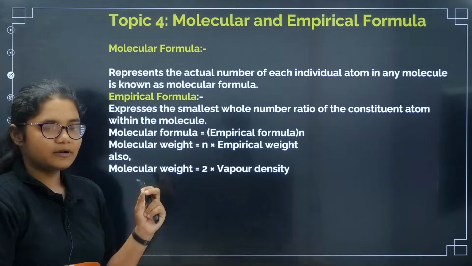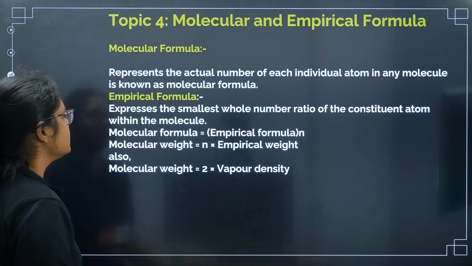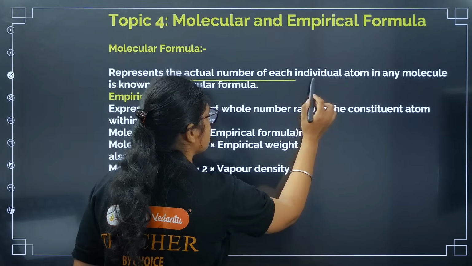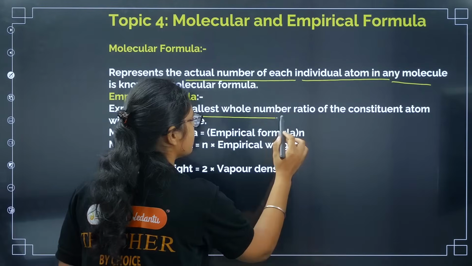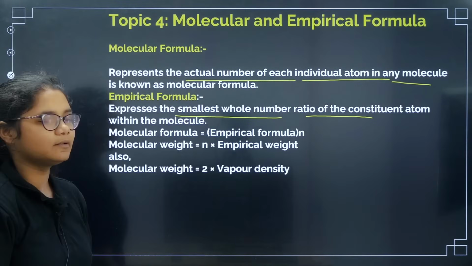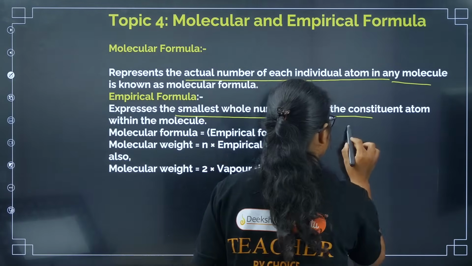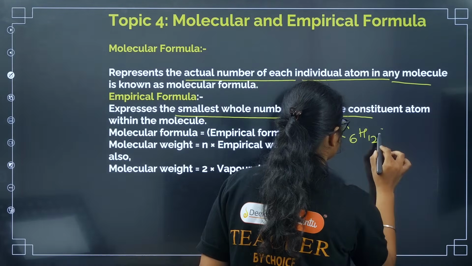Next is molecular formula and empirical formula. What is molecular formula? Molecular formula represents the actual number of each individual atom in any molecule. Empirical formula represents the smallest whole number ratio of the constituent atoms within the molecule. For example, you take glucose.